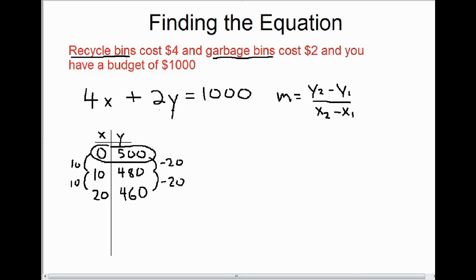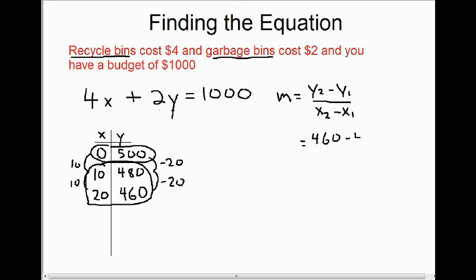So in order to calculate the slope, we're going to take two of our ordered pairs here. And it doesn't matter which two we take. I can take any two. So I'm going to choose these two here. So my second y value there is 460. So in the numerator, we'll subtract 460. And my first y value there is 480.